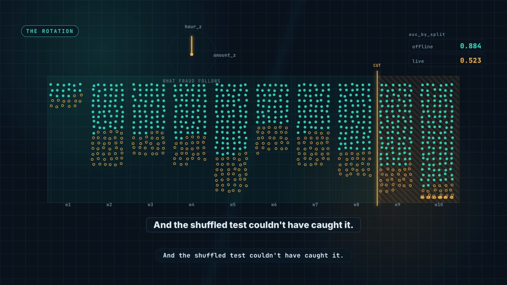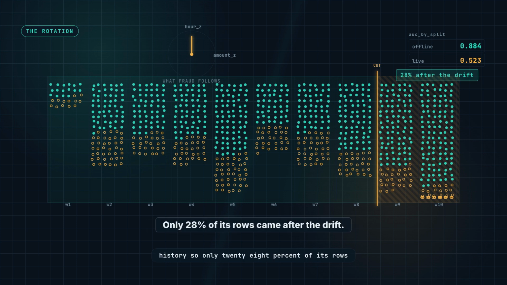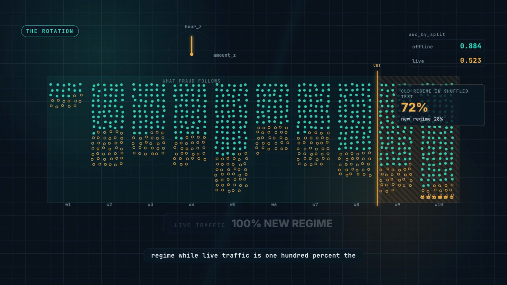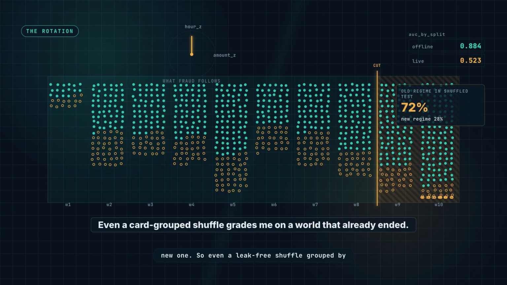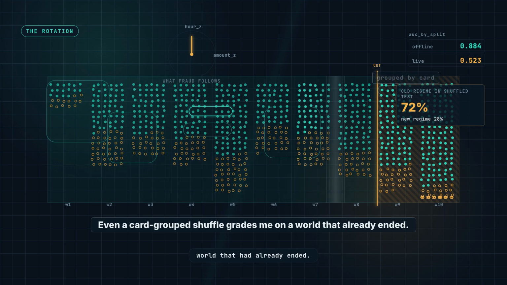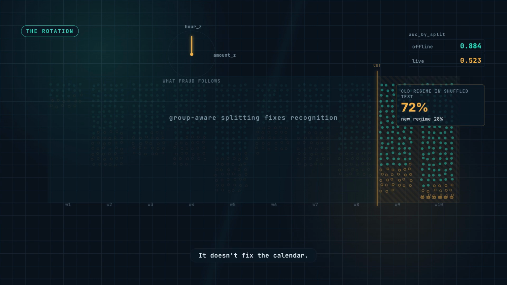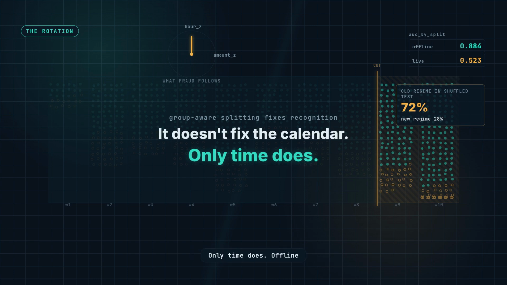And the shuffled test couldn't have caught it. Not bad luck. Arithmetic. A shuffled test set draws rows in proportion to history, so only 28% of its rows came from after the drift. 72% of my grade was the old regime, while live traffic is 100% the new one. So even a leak-free shuffle grouped by card would still have graded me mostly on a world that had already ended. Group-aware splitting fixes recognition. It doesn't fix the calendar, only time does.